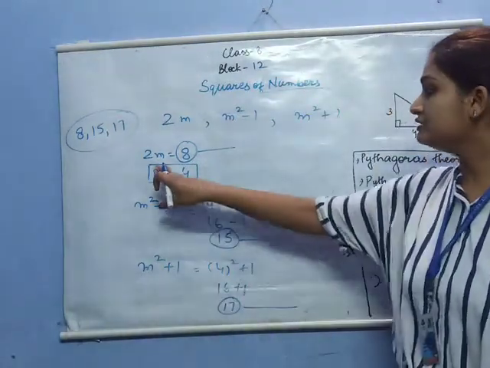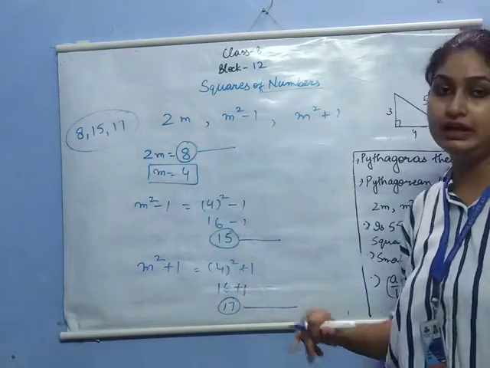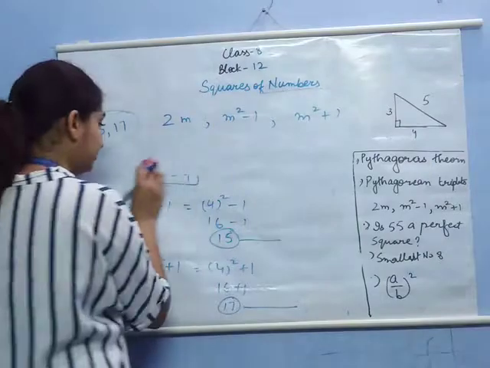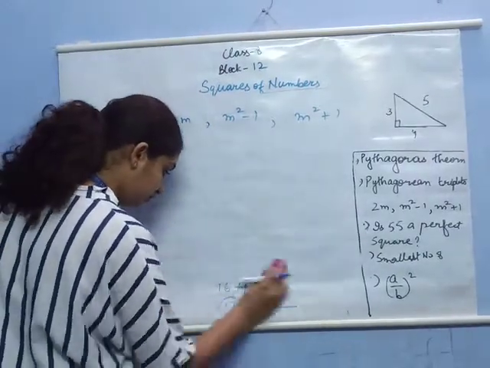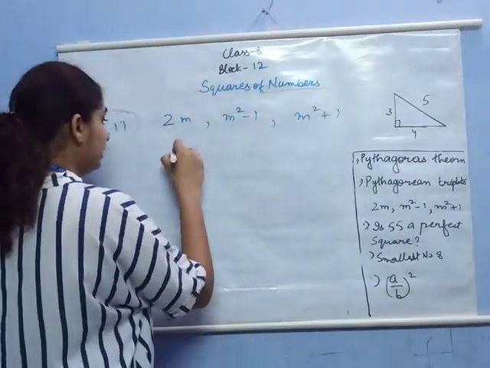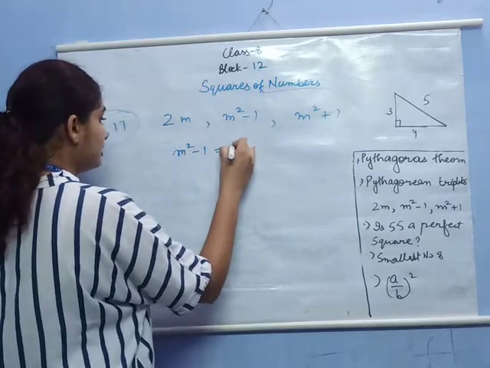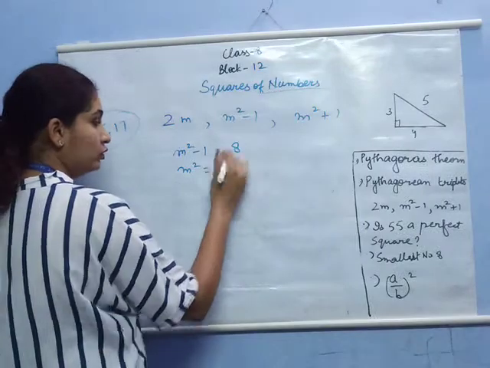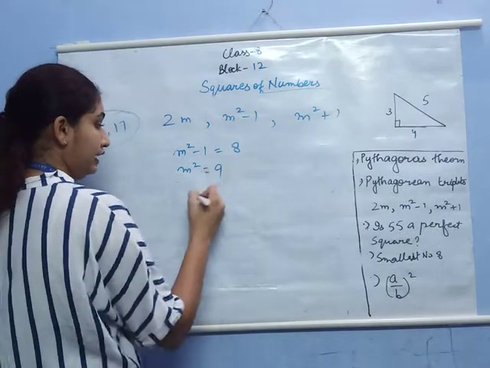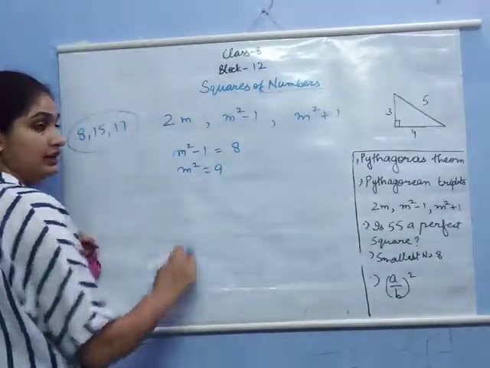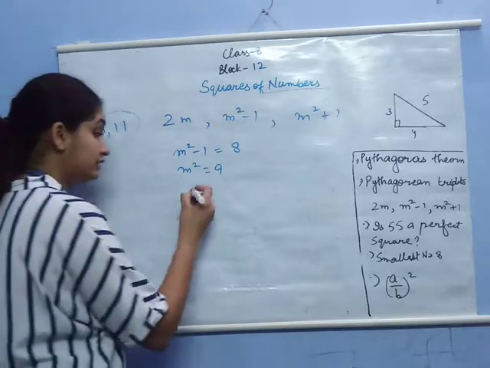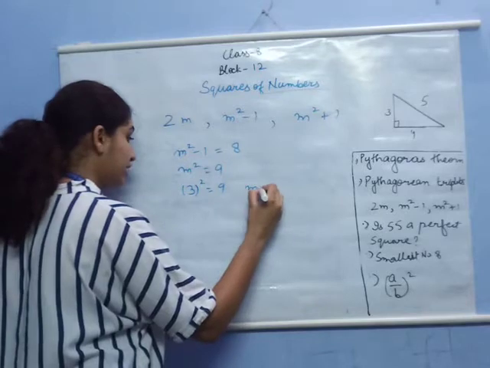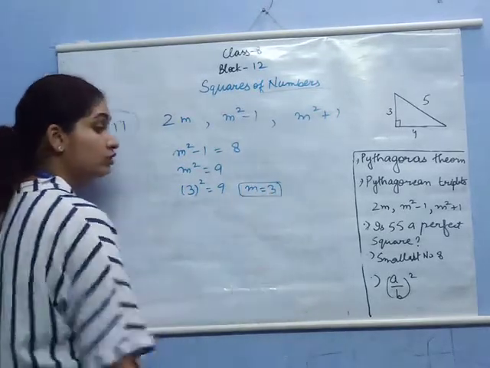What if, instead of equating 2m with 8, I had equated m squared minus 1 with 8? What would happen then? See, m squared minus 1 is equal to 8. So m squared is equal to what? 1 goes there and becomes plus 1: 8 plus 1 is 9. m squared is 9. Which number squared is 9? 3. 3 squared is 9. So m is equal to 3 here.